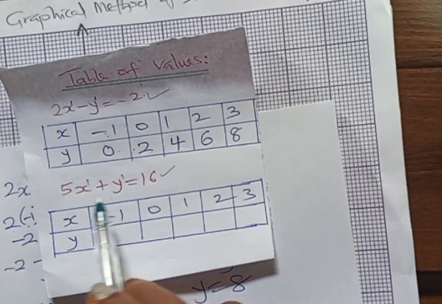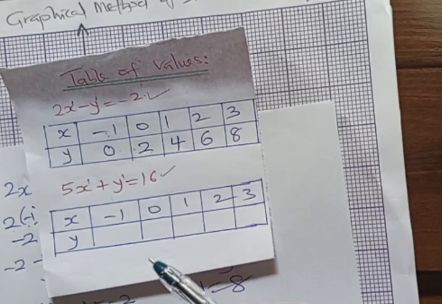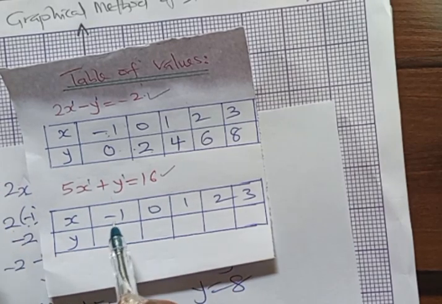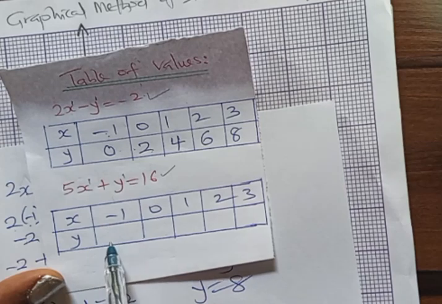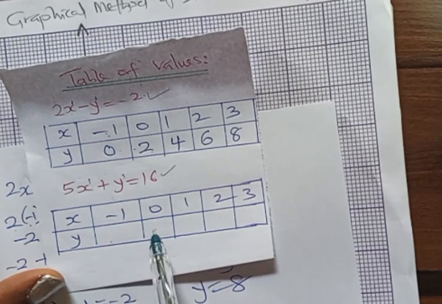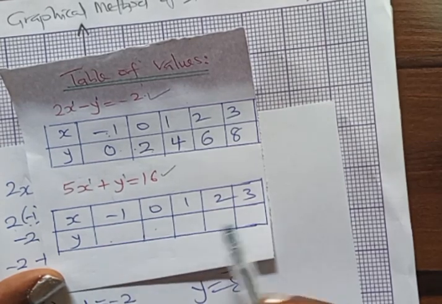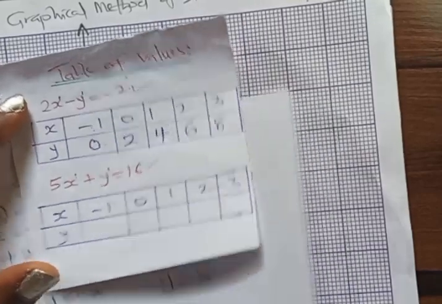Then for the second equation, the same thing will repeat itself. That is, we'll put in x as minus 1, you get this, and so on. Once you have the first two values, you can just write the rest by yourself without calculating anything.